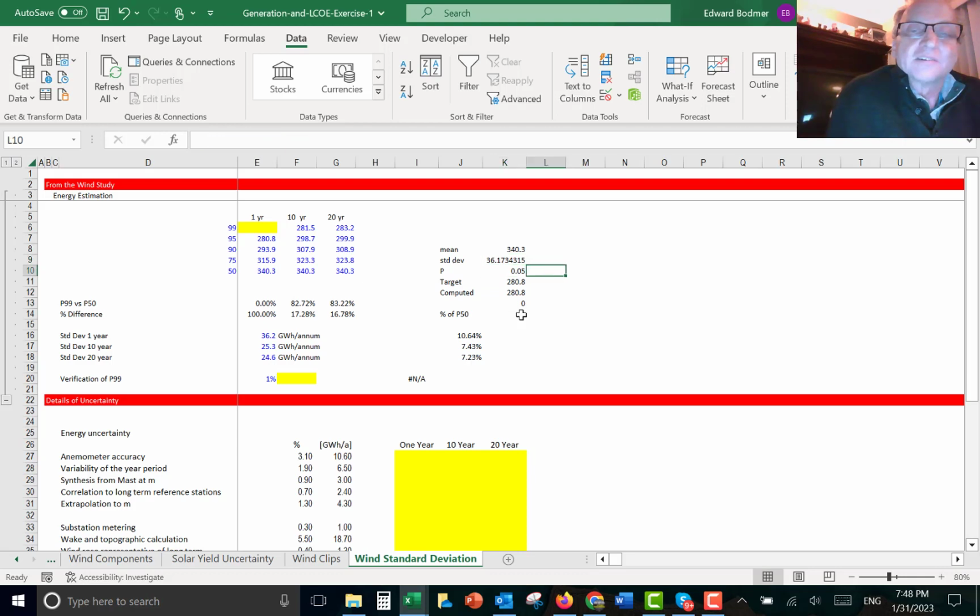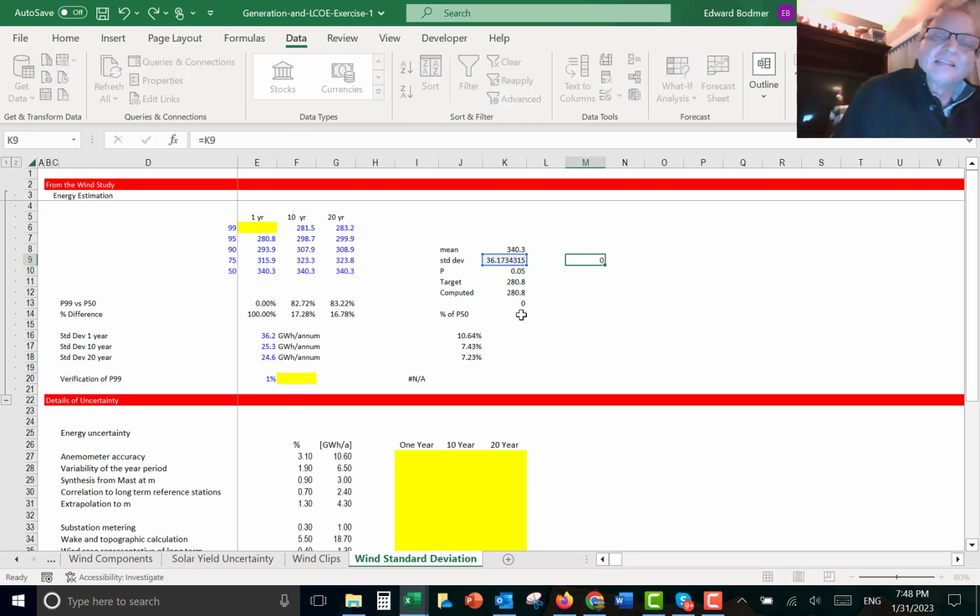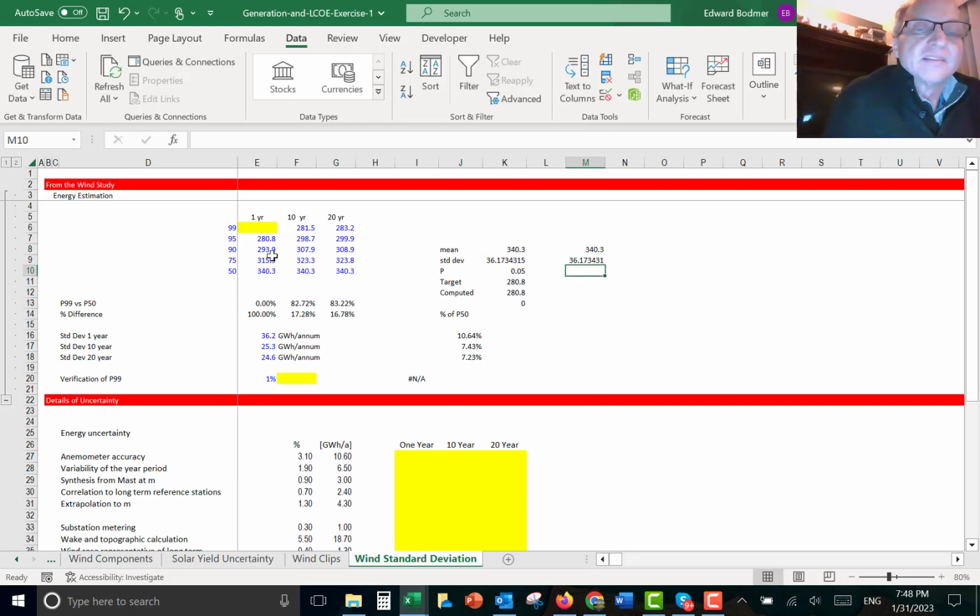Then we take this number and want to see if it really works. We put a P level of 10%, and I hope I can copy this over, and that gives me 239.9. Exactly right. How about if I put 0.25 for the P75? Then it gives me 315. If I want the P99, I just put 0.01, and we get that. That's how we do it.